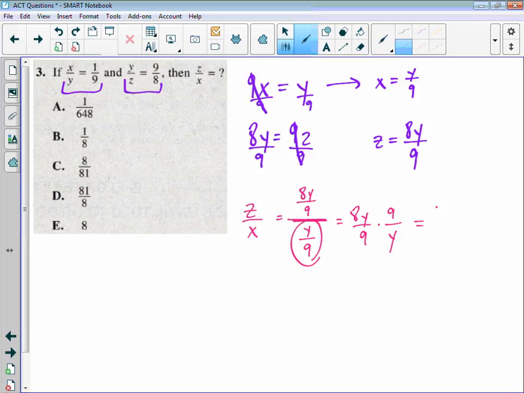So this might be easier to show you, but you can definitely cancel at that earlier step if you want to. So when we get here, the y's cancel each other out, the 9's cancel each other out, so you're just left with 8. So the correct answer there would be E.